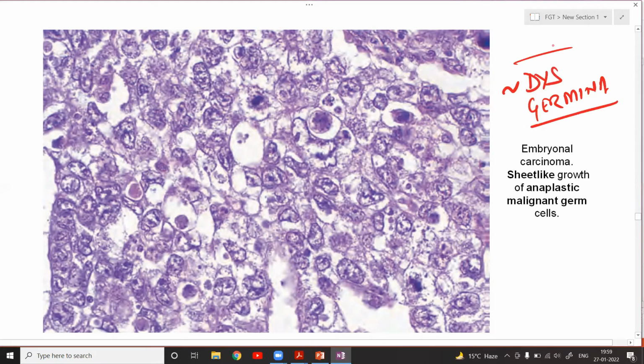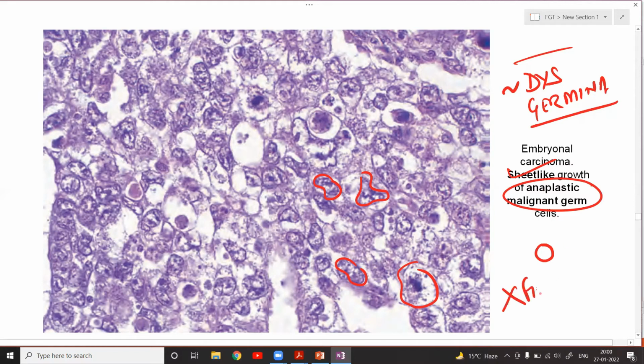What is the difference? If you remember, in dysgerminoma, I was telling you that the nucleus is round and monotonous, not pleomorphic. But look over here, look at the nucleus. They are highly pleomorphic. They show a high degree of nuclear pleomorphism as compared to your dysgerminoma. So these tumors are highly anaplastic, with sheet-like growth of anaplastic tumor cells. That is the classic definition of an embryonal carcinoma.